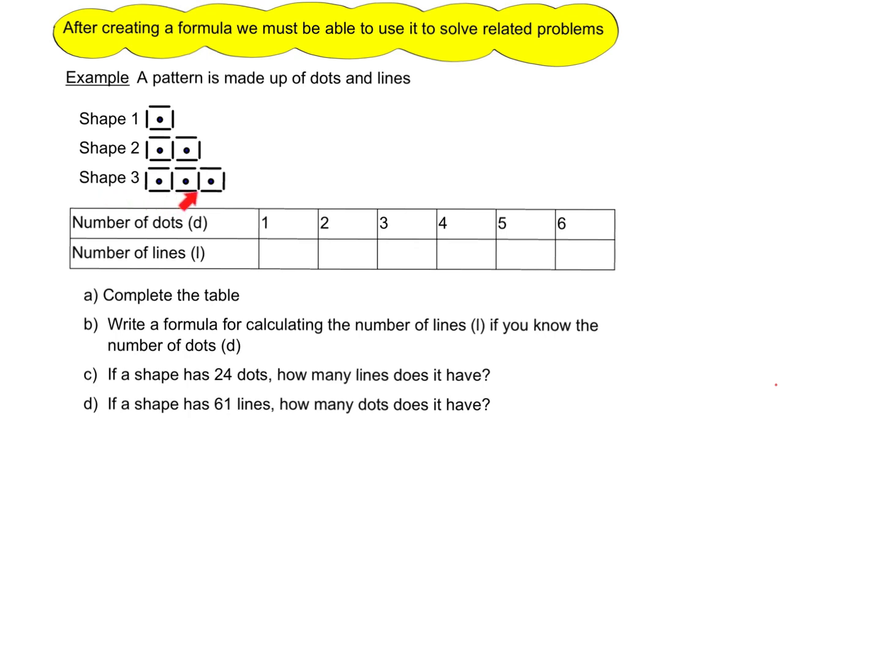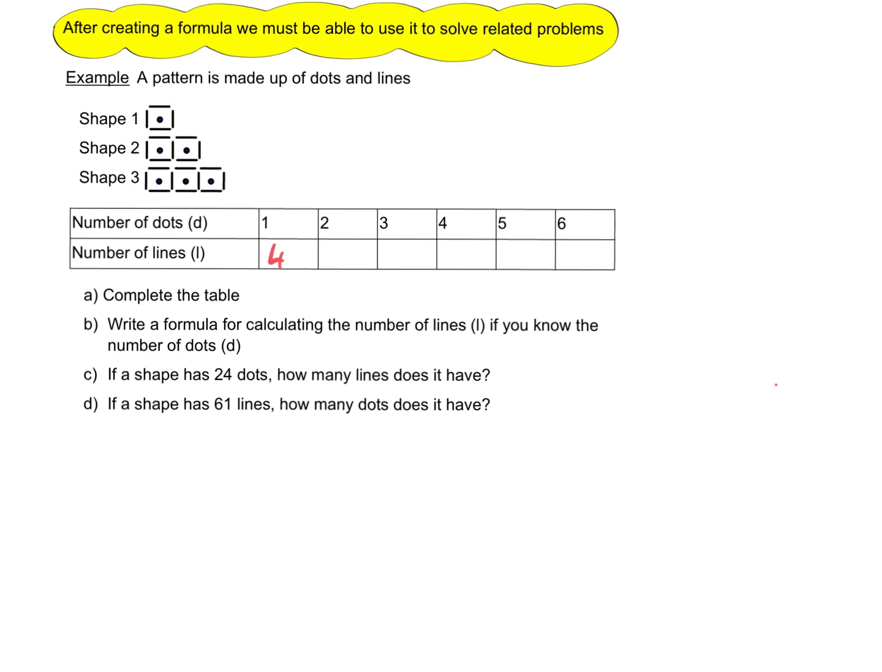And shape 3 is again dots and lines. And you can see there's a pattern forming here. You can imagine what shape 4 would look like. So what we're going to do, first part says complete the table. So if I was going to complete the table here, if the number of dots is 1, what's the number of lines? Well, 1 dot required these 4 lines, so I can fill that in quite easily.